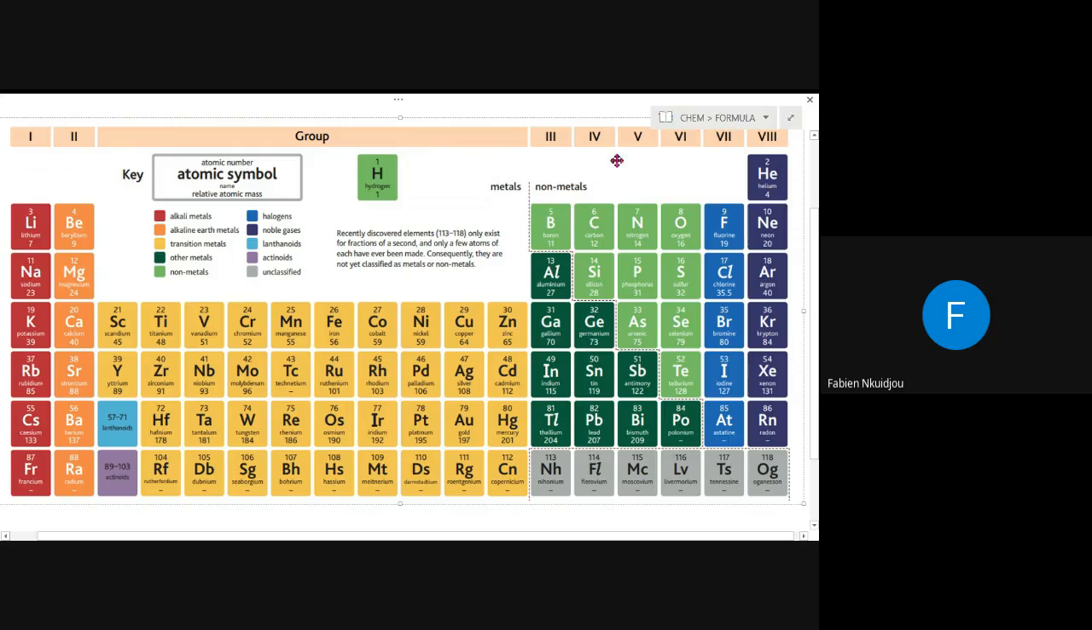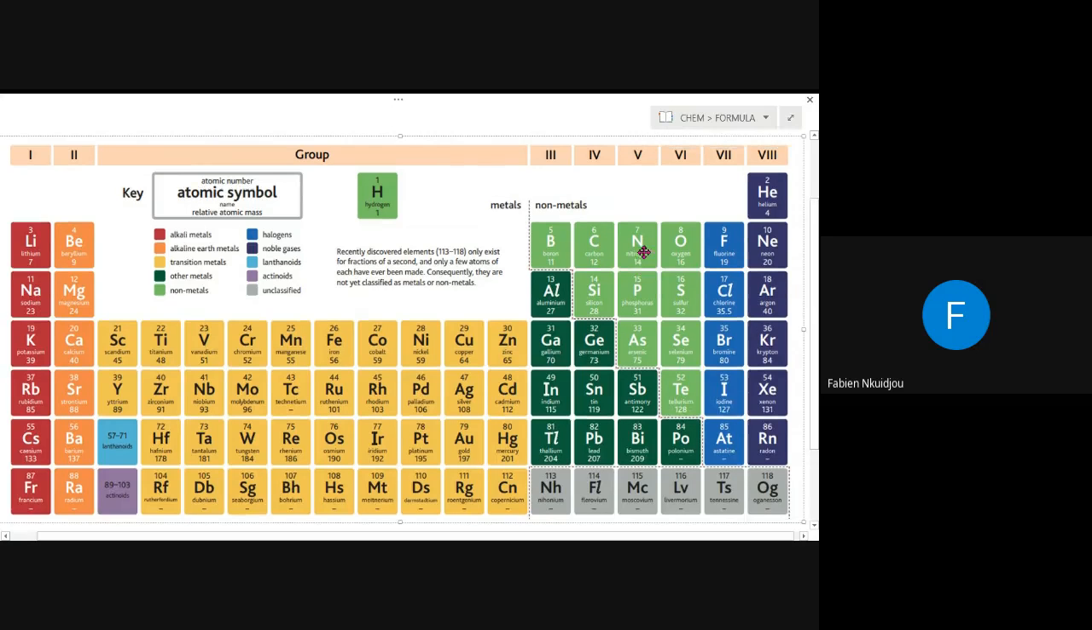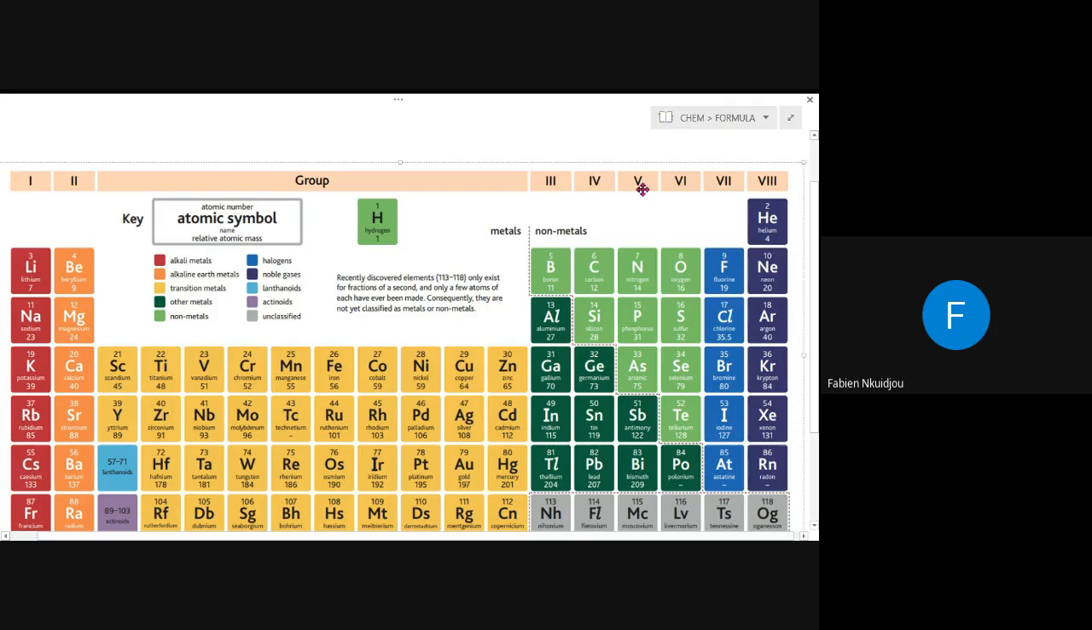Now, for elements that are in group 5 to group 8, the valency is equal to 8 minus the group number. So let's take the case of nitrogen. What is the valency of nitrogen? Nitrogen is in group 5 of the periodic table. So the valency of nitrogen is equal to 8 minus 5, that is 3.